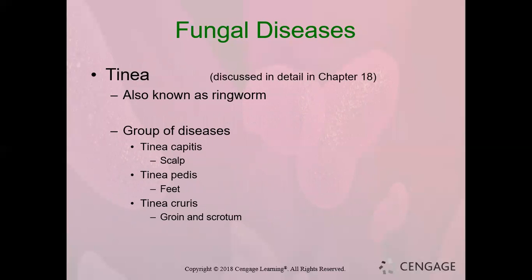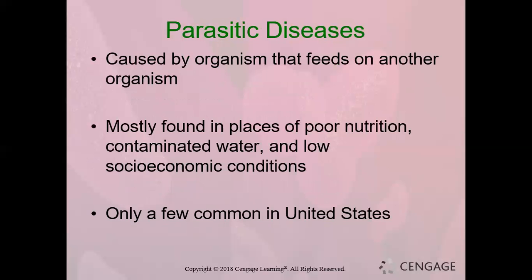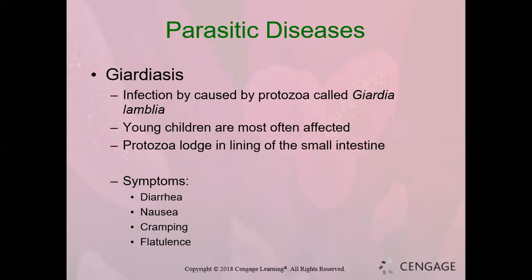Tinea is also known as ringworm. We did talk about this. We talked about the different kinds. Parasitic diseases are caused by organisms that feed on another organism. We're not really going to go too in depth about this because we've already talked about it.